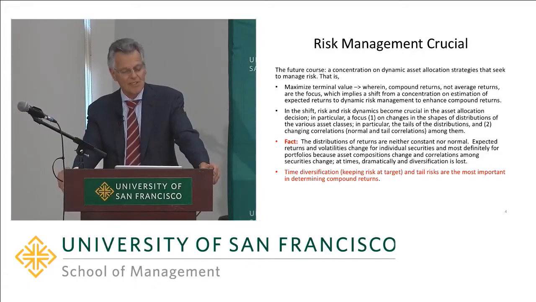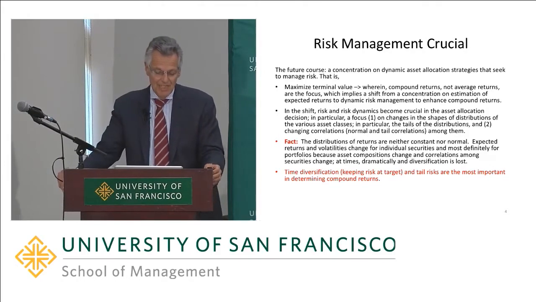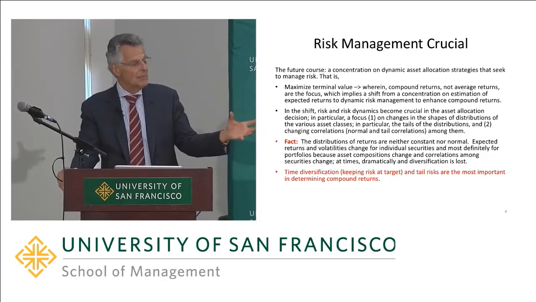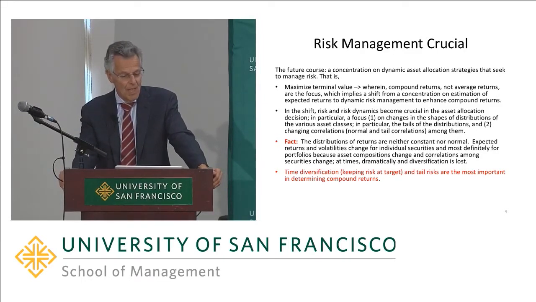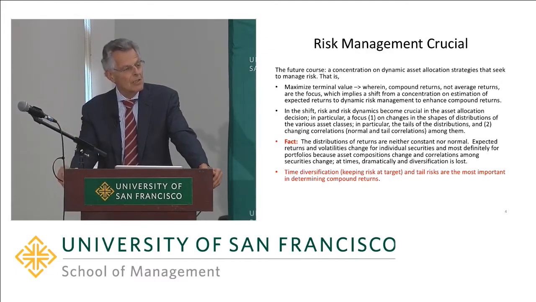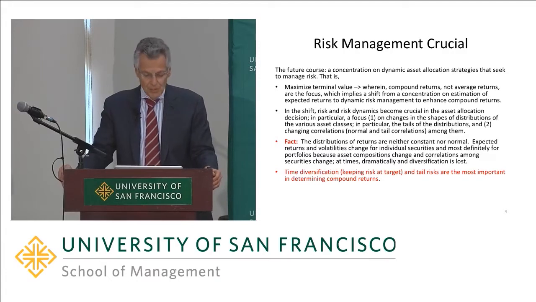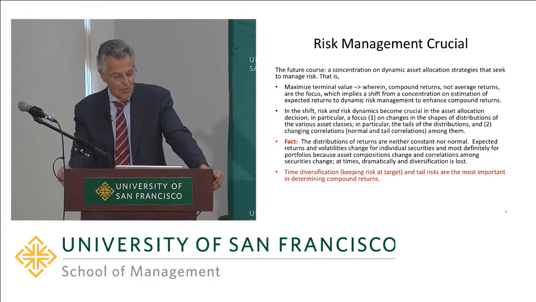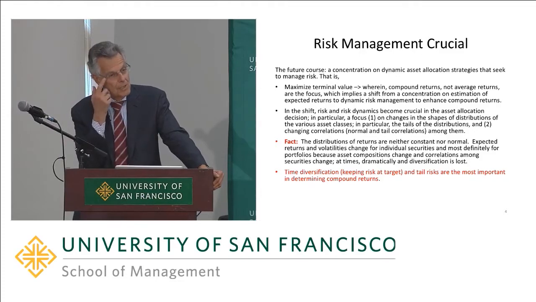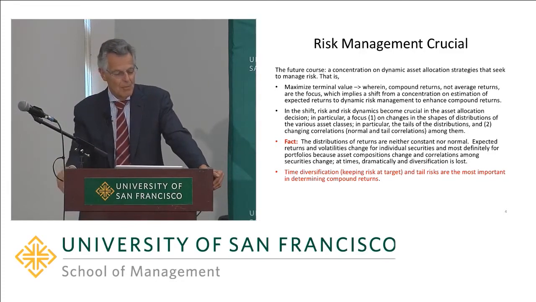So I think really the future course, if I can talk about the evolution of asset management, is to really maximize the terminal value of portfolios. Compound returns are crucial, not average returns. And also using the fact that the distributions of risk are changing all the time, you end up with an ability to use information in the market to actually enhance returns.